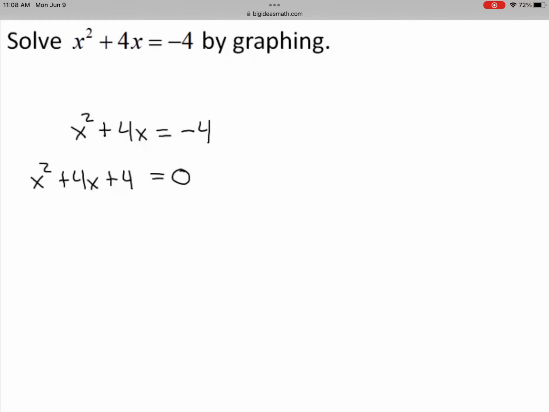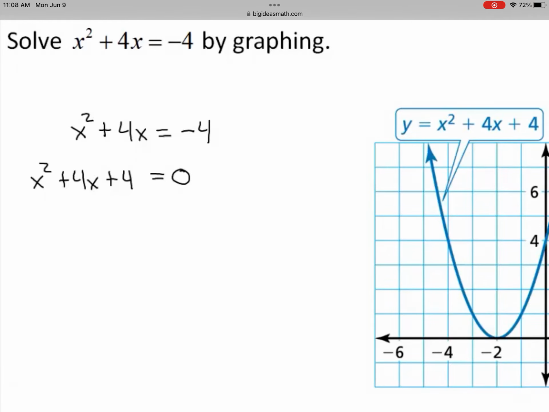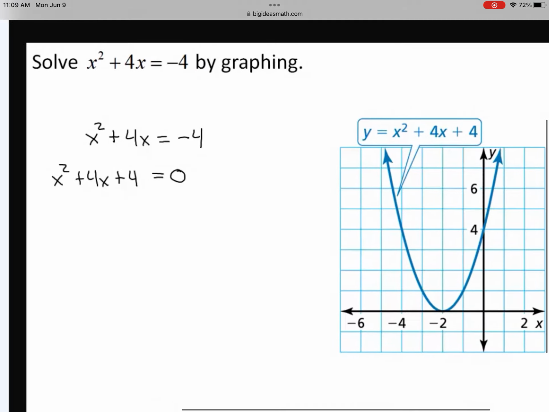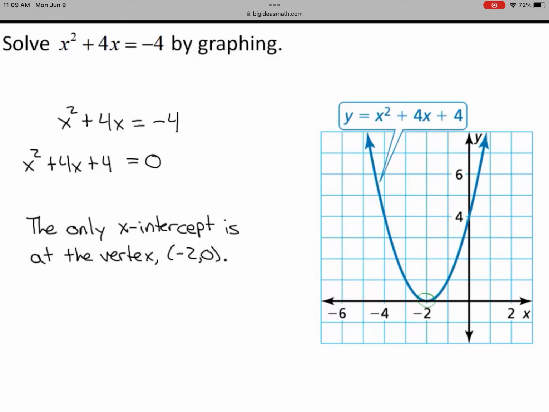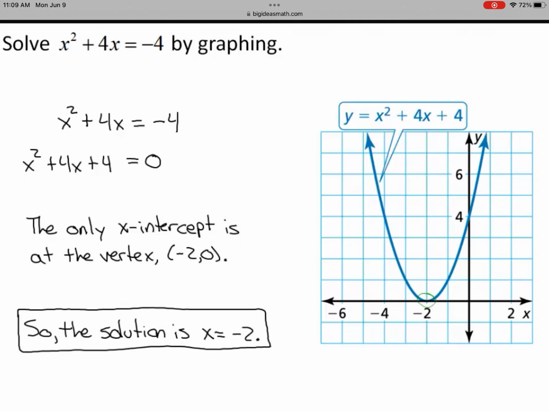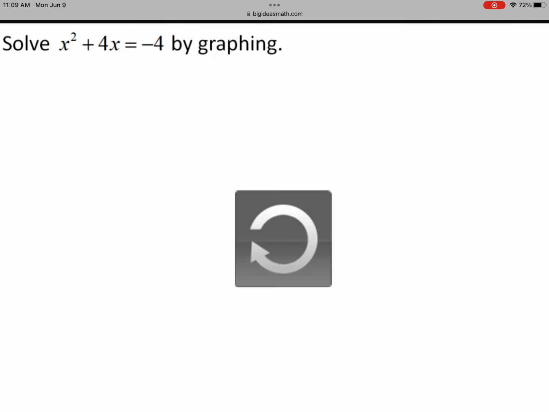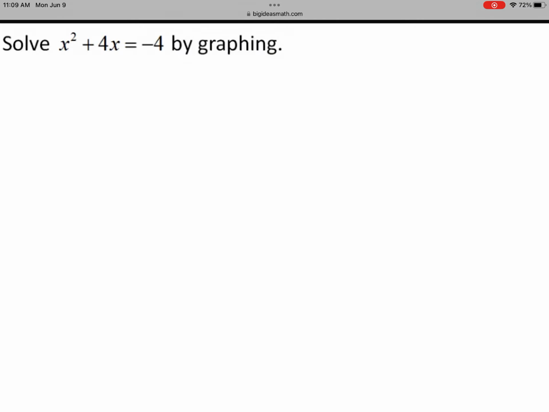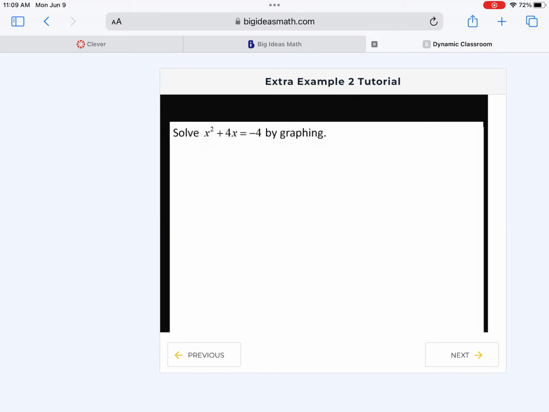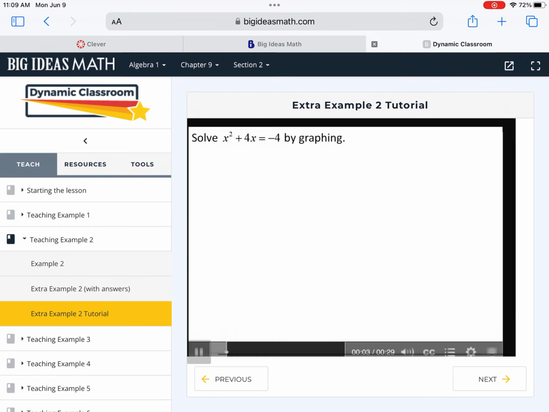Next, graph the related function y equals x squared plus 4x plus 4. Notice that the only x-intercept is at the vertex, -2, 0. So the solution is x equals -2. Solve x squared plus 4x equals -4 by graphing.